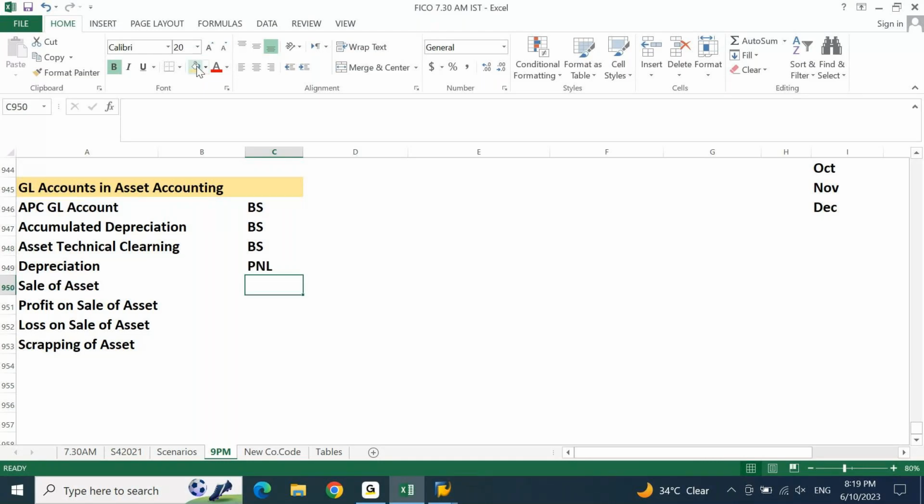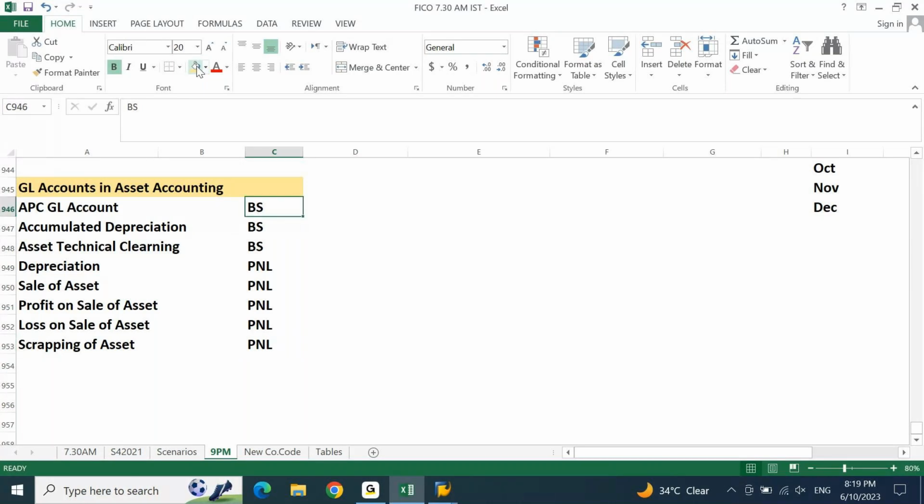Sale of asset, P&L. Sale of asset is a P&L account, correct? Profit on sale of asset, P&L. Loss on sale of asset, P&L. Scrapping of asset, P&L. This is also a P&L account. Now, what we have listed out is the nature of the account, whether it is a P&L account or a balance sheet account. Is this clear? Which is a P&L account, which is a balance sheet account? Yes.